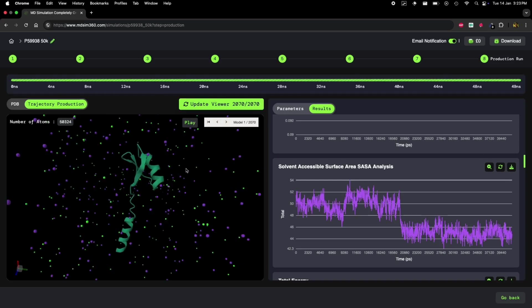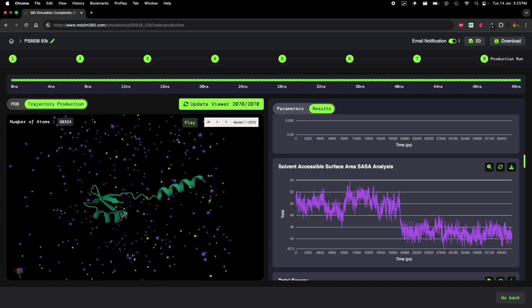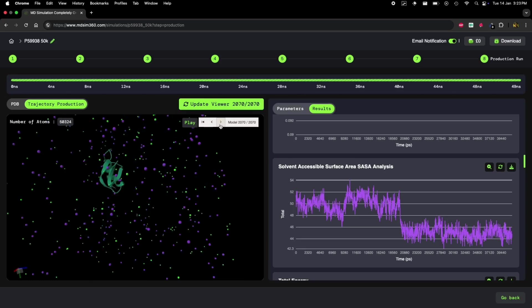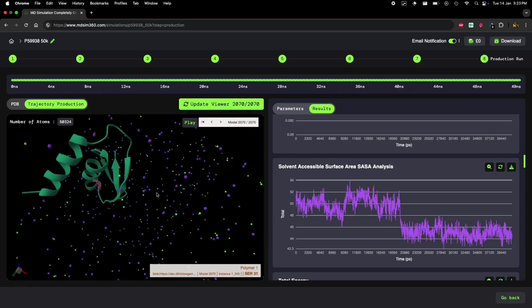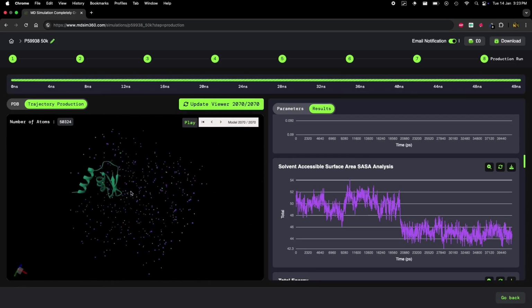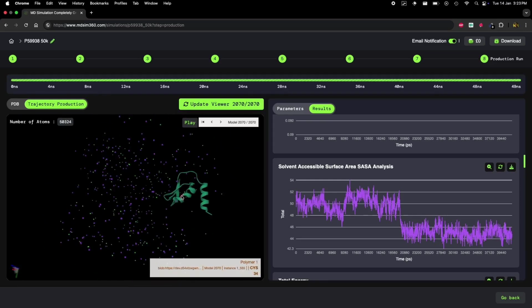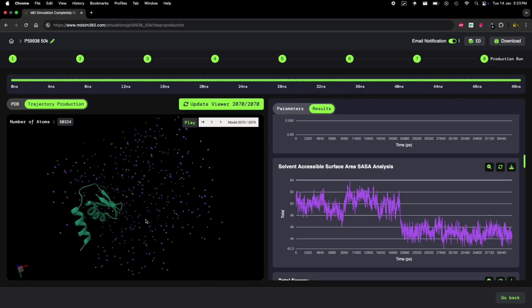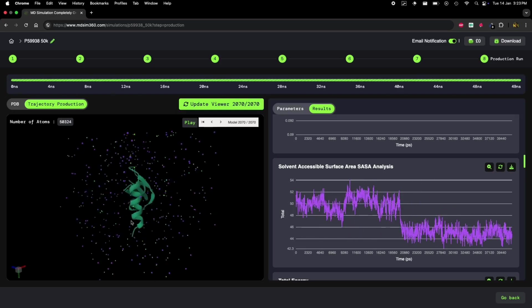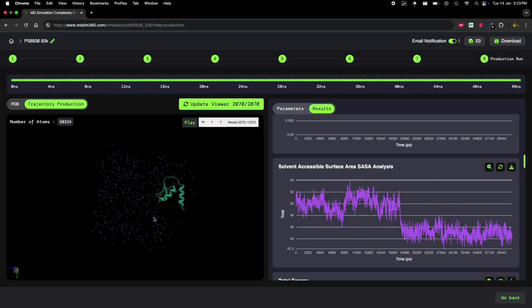Now, comparing it to the original structure, we can see that the protein was initially much longer before folding into this condensed state. This compact structure indicates that the protein has likely reached its lowest energy state, making it more stable. This observation perfectly aligns with what we saw in the graph, confirming that the changes in solvent-accessible surface area and structural stability are clearly reflected in the trajectory itself.